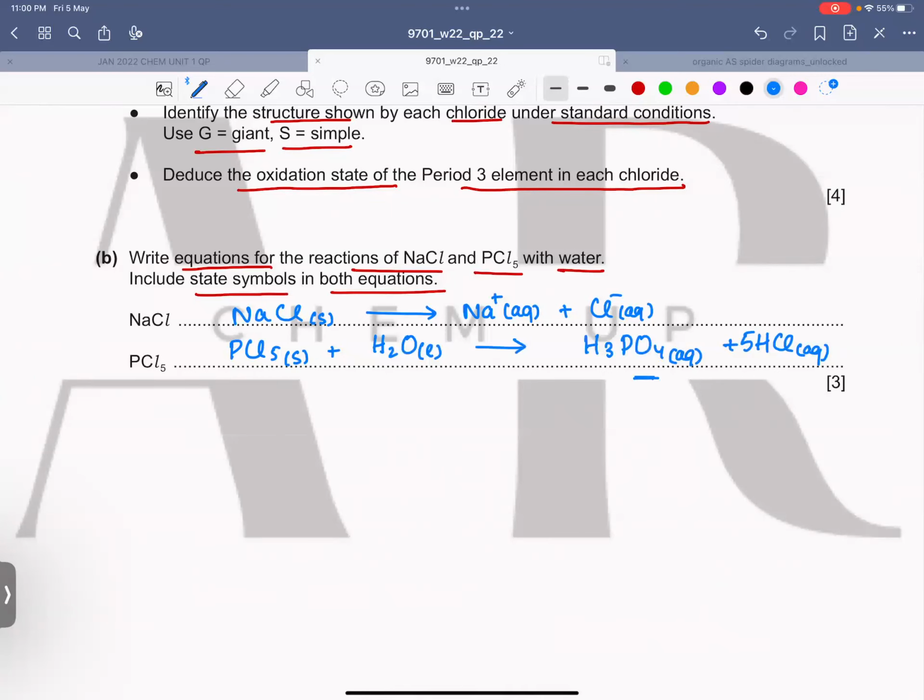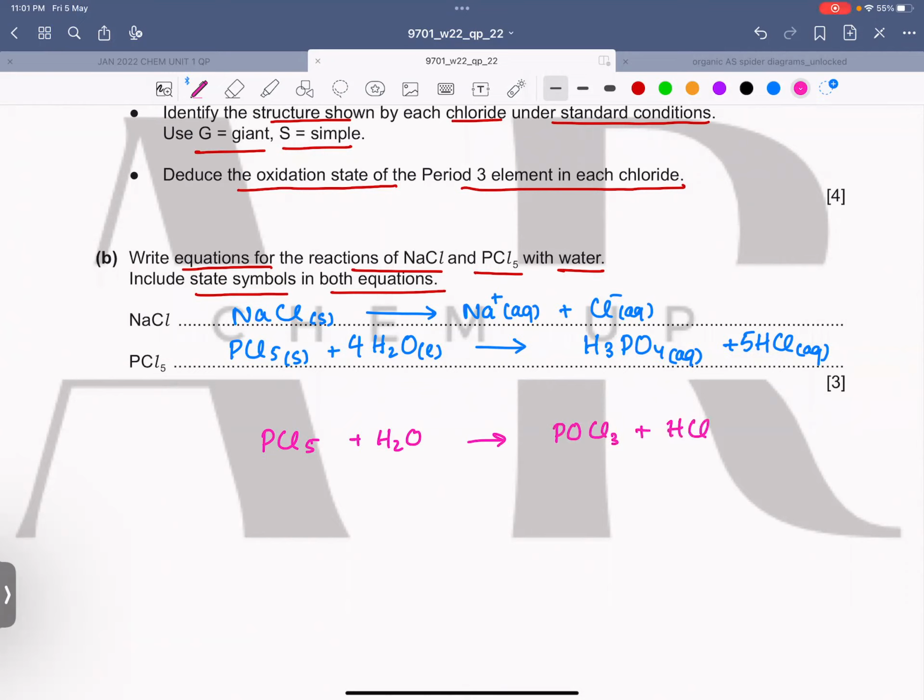4 oxygens. Sir, won't POCl3 form in PCl5 as well? 1 minute, Shahan. 4 water. Yes, now the equation is balanced. Yes, what you are talking about, it is the first stage of this reaction. If you recall, first PCl5 reacts with water to form POCl3 and HCl.